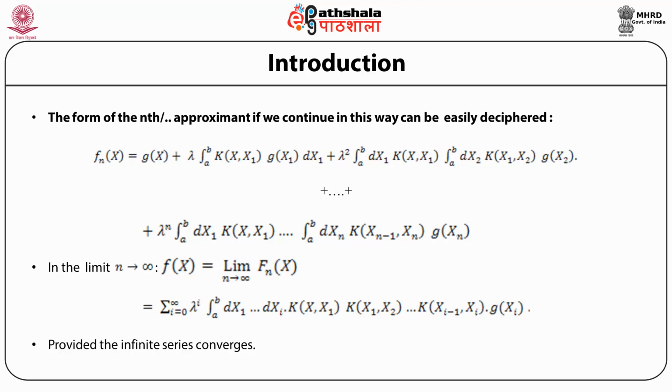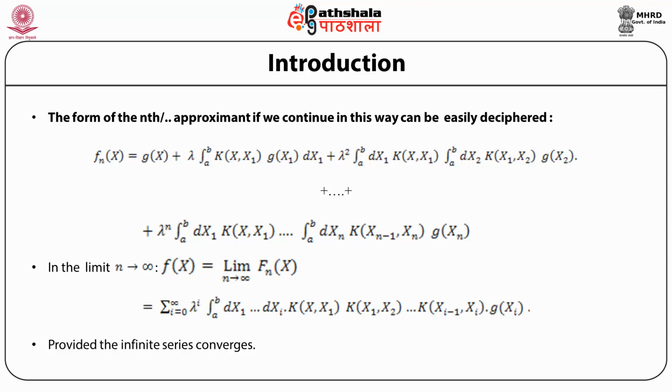Now, in the limit n goes to infinity, we write f(x) as the limit of fn(x) as n goes to infinity, which can be written as a series in the form of a summation, sigma i equals 0 to infinity of lambda to the power i, times the multiple integral from a to b of dx1, dx2, up to dxi, the integrand being the product of kernels k(x, x1), k(x1, x2), up to k(x_{i-1}, xi), multiplied by the function g(xi).